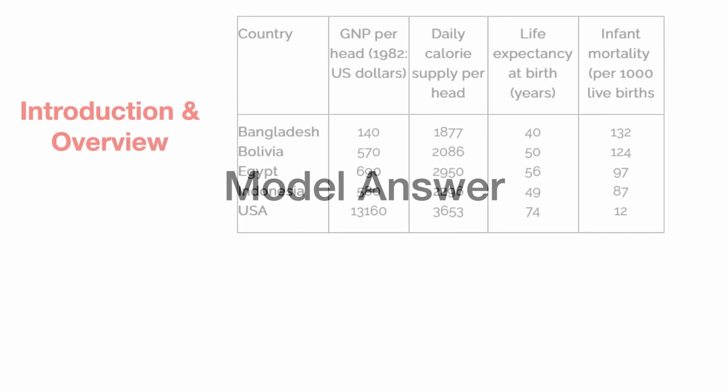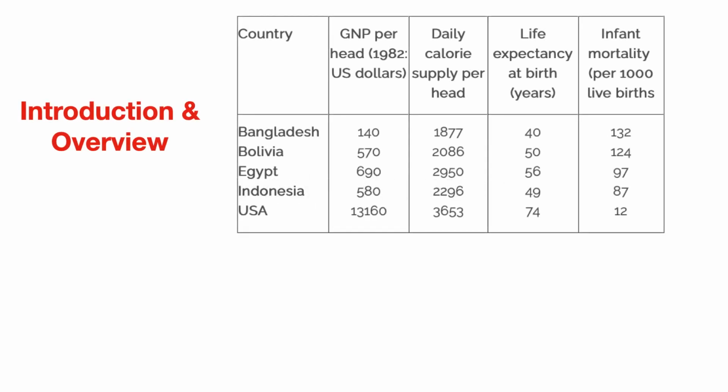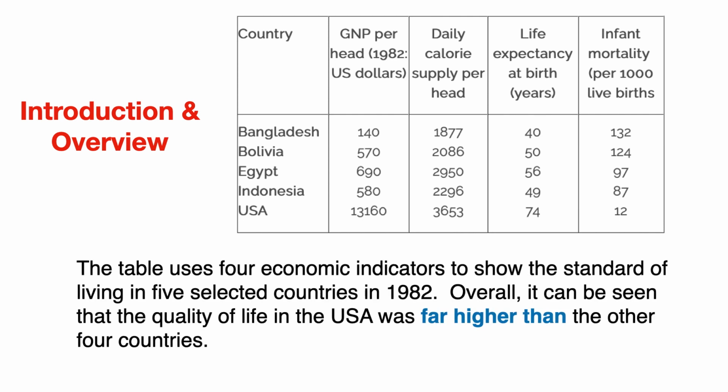So let's look at a model answer. So first we'll look at an introduction and the overview. So here we can see the table uses 4 economic indicators to show the standard of living in 5 selected countries in 1982. So this is your introduction. Now this information you can get from the prompt, but remember you must paraphrase it, don't copy it.